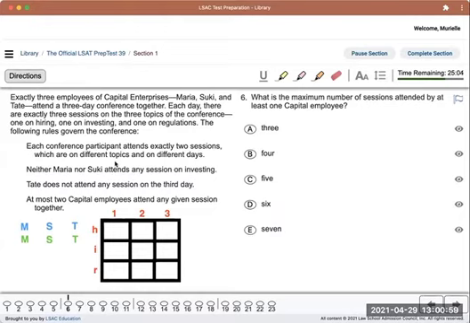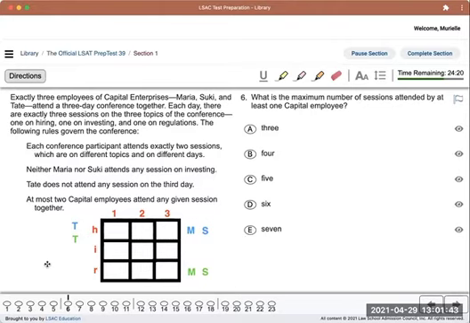I know that M and S are not going to be attending any on investing. So as soon as I know that, I actually know that M has to be attending hiring one day and attending regulations on another day. And the same is true for S. So yeah, one of their sessions is hiring and the other one is regulations because they never attend anything on investing.